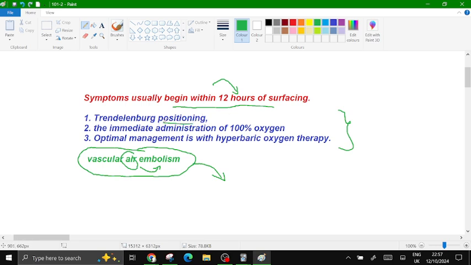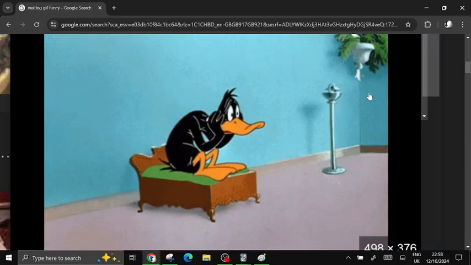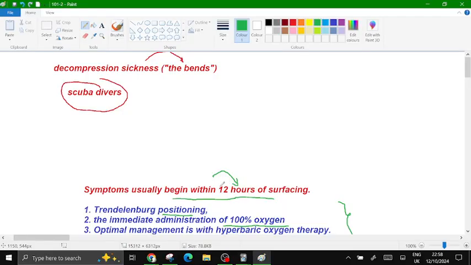First, you change their position. And the second one, you give oxygen, as we will see, because the patient will have hypoxia. And the definitive treatment for such patients, or the optimal management, is called hyperbaric oxygen therapy. So that's all you need to know for the exam. If you have time, then let's understand what's going on in the disease.